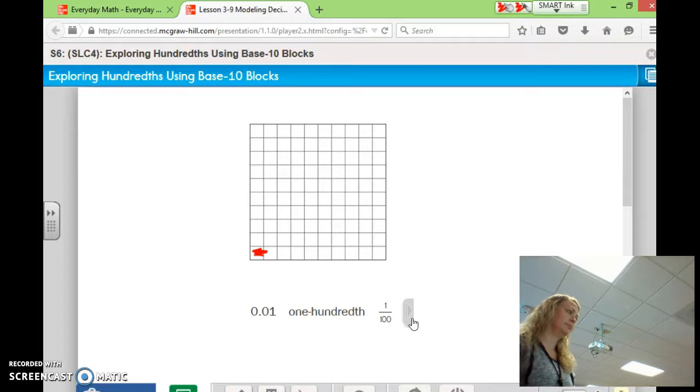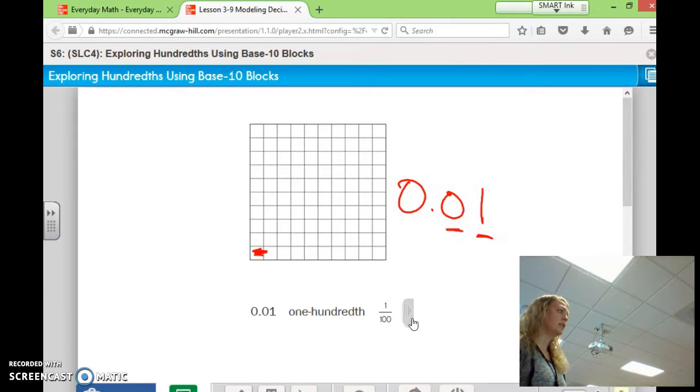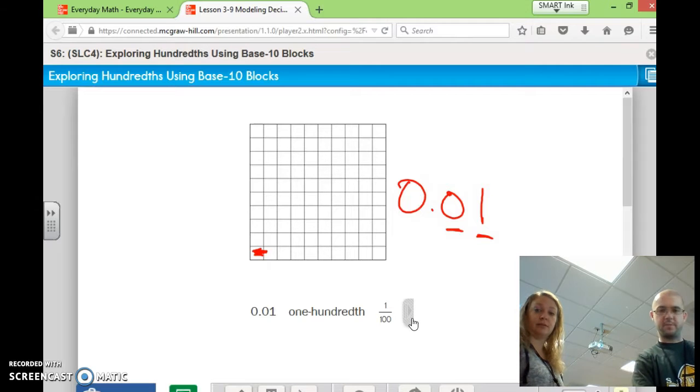So to write this as a decimal, we're going to write it like that because yesterday we talked, this is tenths, so that's hundredths. That's a really small amount. 1/100th is not very big. No, it's not very big at all.